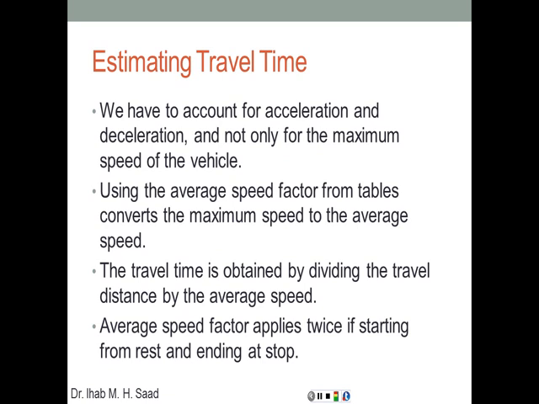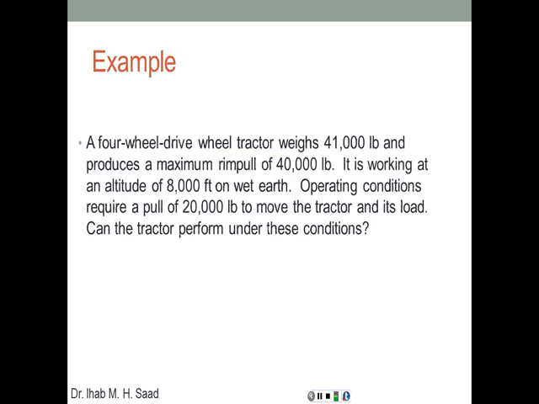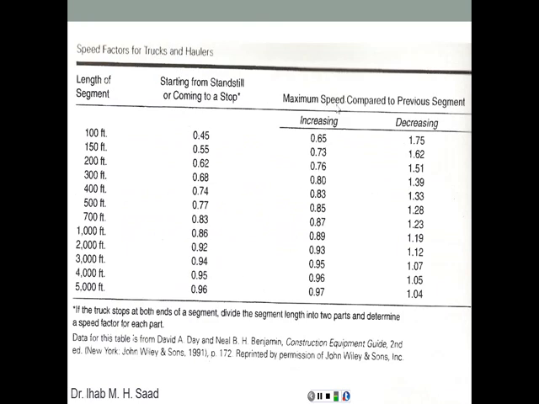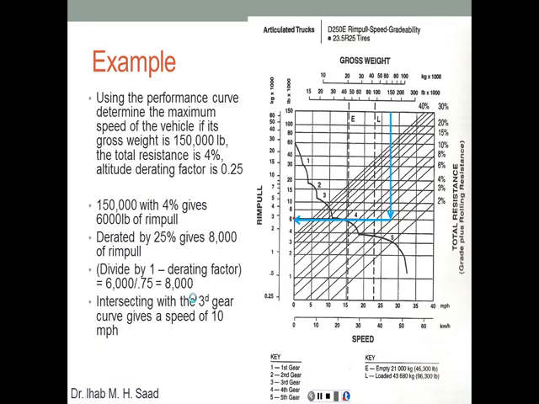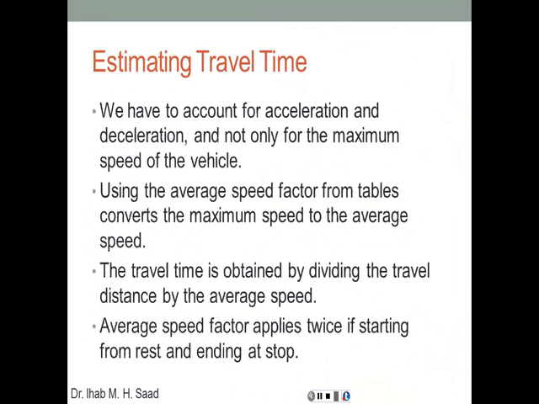Using the average speed factor from tables converts the maximum speed to the average speed. Remember that 0.95, 0.96, etc. Let's go back here. For example, if you were moving only 100 feet, you're going to be moving at only 45% of the maximum speed. So the maximum speed that we calculate from the performance tables, you're going to multiply times 0.45. That's going to be the operating speed. Whereas if you are moving a length of 5,000 feet, you're going to be operating at 96% of the maximum speed, which shows a big difference.